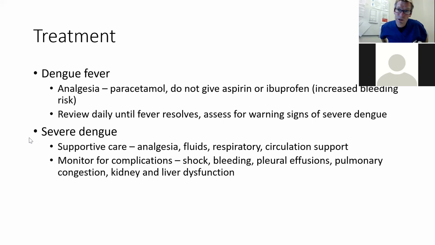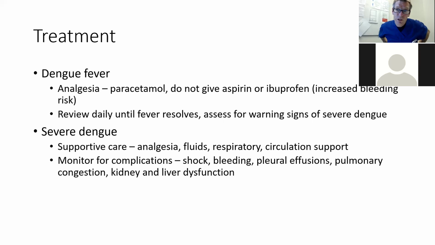In severe dengue, most of the treatment is about supportive care. So analgesia with paracetamol, fluid management, and respiratory and circulatory support. Sometimes these children need extra fluid, sometimes they need oxygen and CPAP. They often need just simple analgesia. Most of the treatment is just supportive care to make sure their circulation is okay, their respiratory function is okay, and to get them through to the next phase, and to reduce the chance that they'll get complications.